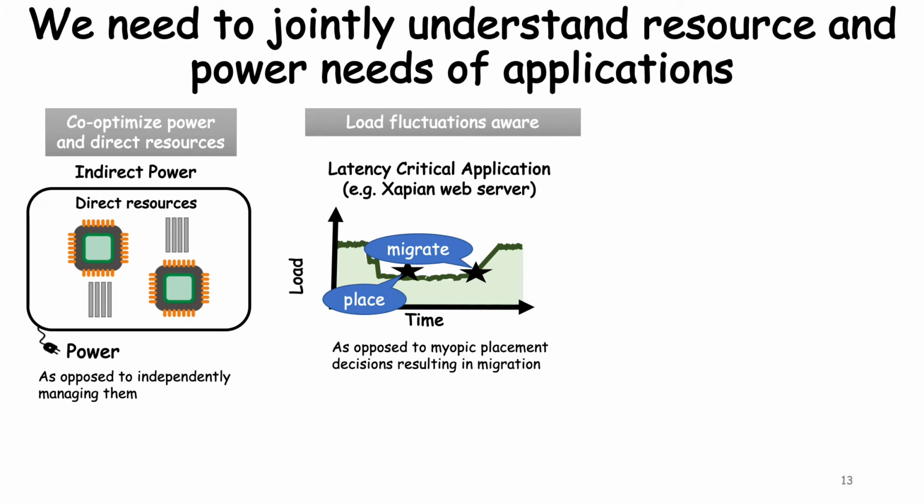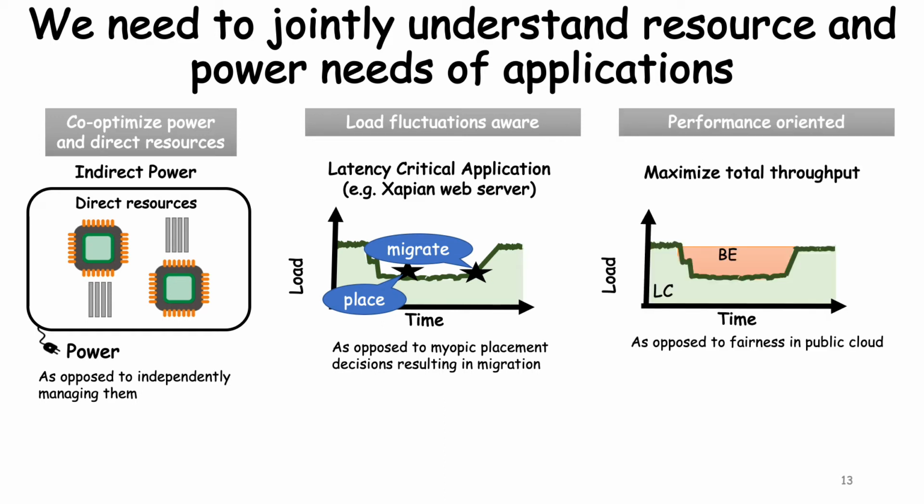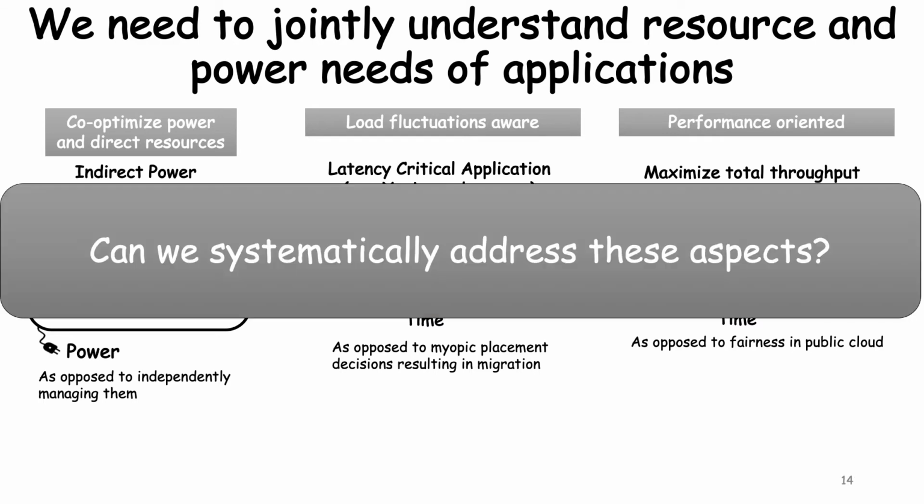Second, as shown previously, myopic placement decisions based on instantaneous load conditions can lead to inefficient placement or frequent migrations. So, we need to design to be aware of load fluctuations. Third, in contrast to achieving fairness, as in a public cloud, we consider a private cloud infrastructure in this work. Here, the goal is to maximize the server throughput while working within the constraints of the latency critical applications and infrastructure capacity limits.